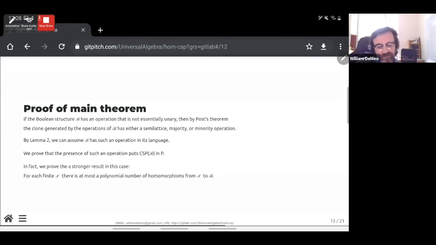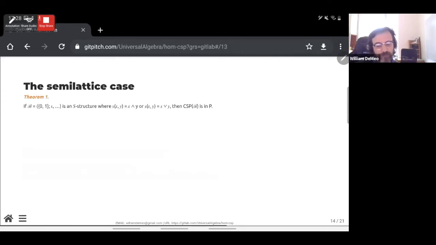So in fact, we prove a stronger result in this case. For each finite instance X, there will be at most a polynomial number of homomorphisms from X to B. Okay, so I'll go through each case. Maybe I'll go through the first couple of cases and you'll get the idea, and we won't have to cover all of them, but there's only a few cases, so let's begin.